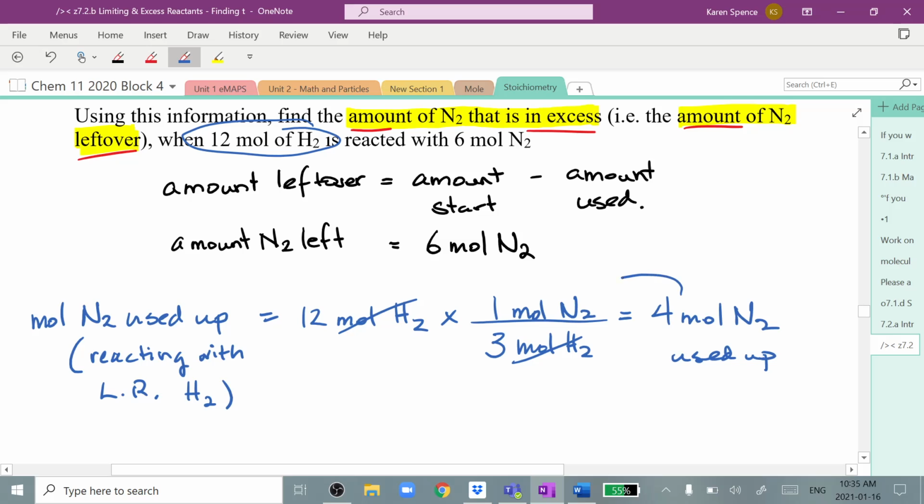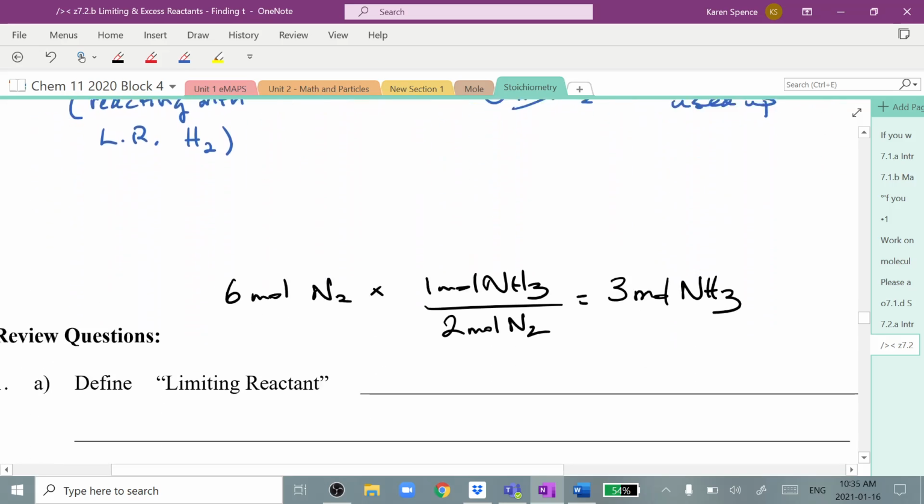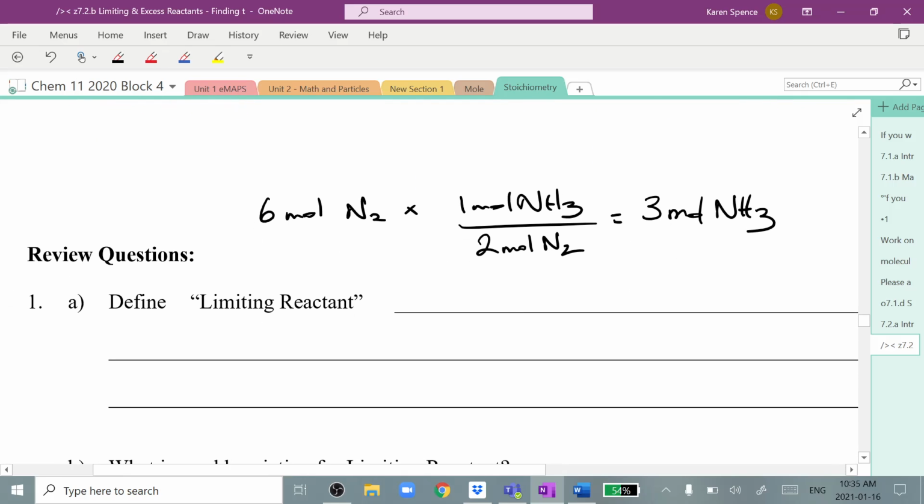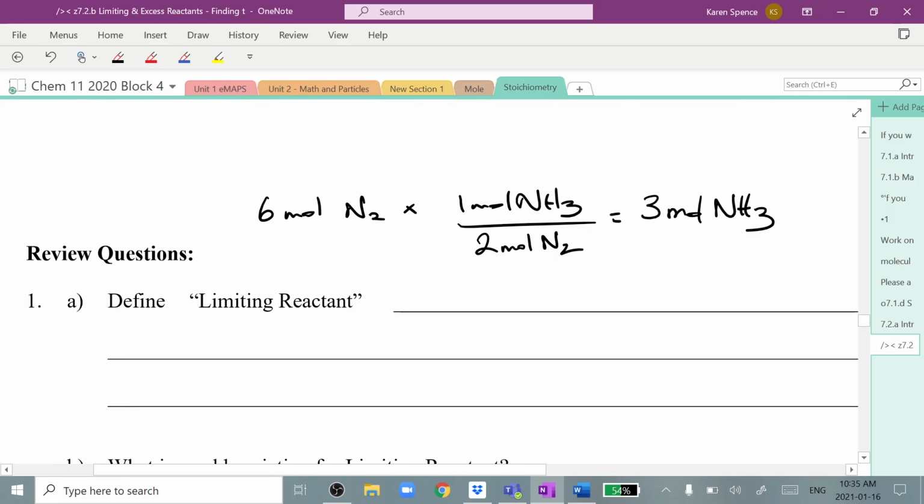So we can take that number and plug it right in here. Okay, so minus 4 moles of N2, and we get 6 minus 4 is 2 moles of the N2 will be left over. And that is it. And the review questions you can do on your own. And that's all.